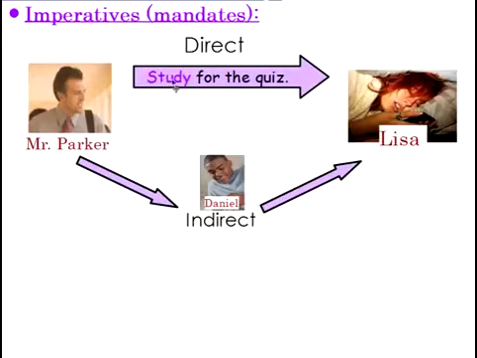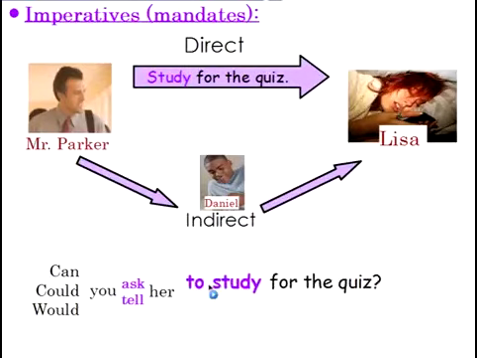And how do we do this for an imperative? Well, let's look. So Mr. Parker says to Daniel, he says, can you ask her, right? Her is Lisa. Or maybe could you tell her, or would you ask her, right? We can use ask and we can use tell, both for the imperatives. Asking if it's nice, telling if it's like an order. But Mr. Parker says to Daniel, he says, can you tell her to study for the quiz? Okay.